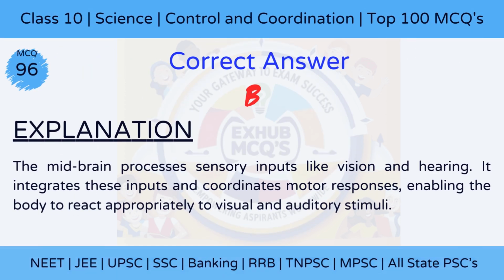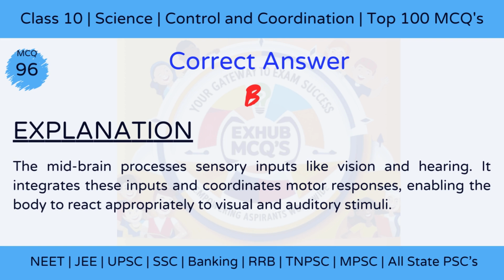The correct answer is option B, midbrain. Explanation: the midbrain processes sensory inputs like vision and hearing. It integrates these inputs and coordinates motor responses, enabling the body to react appropriately to visual and auditory stimuli.